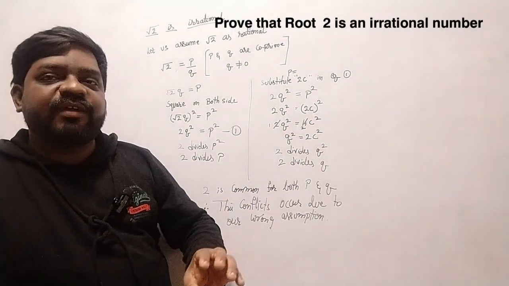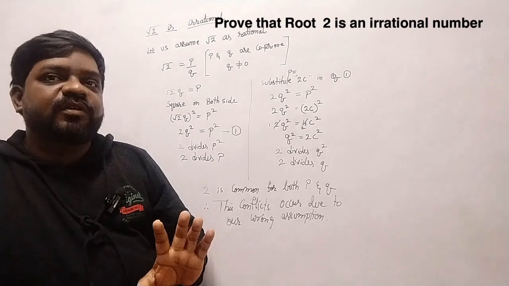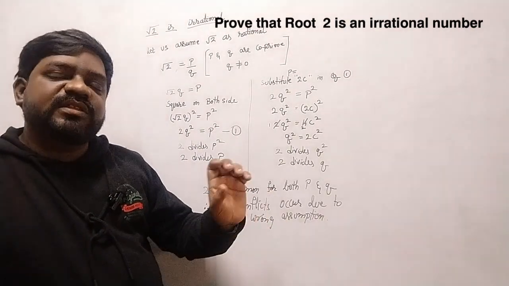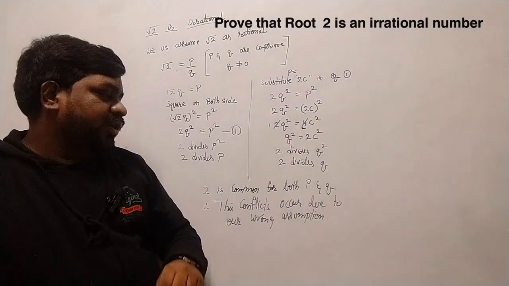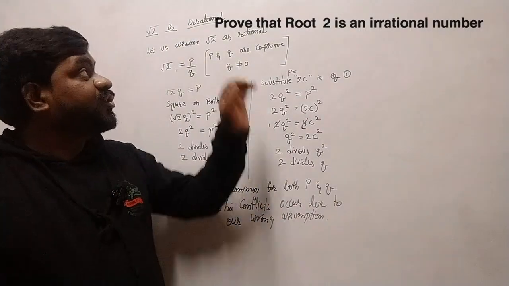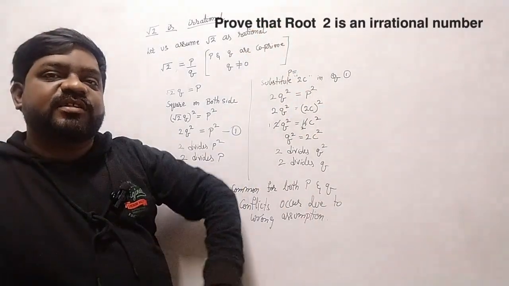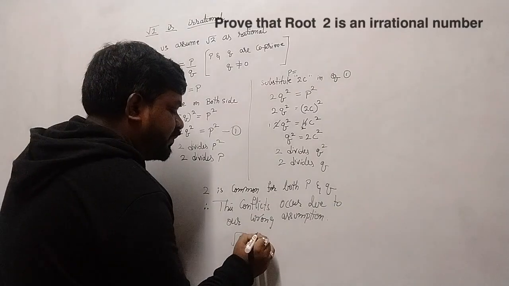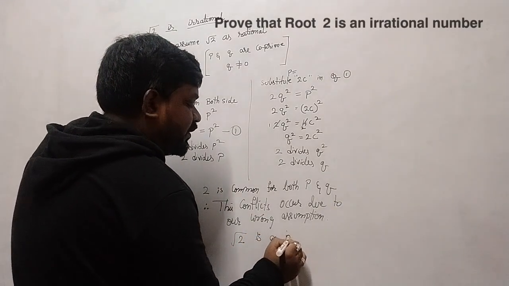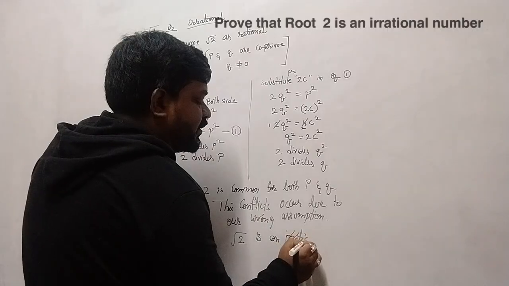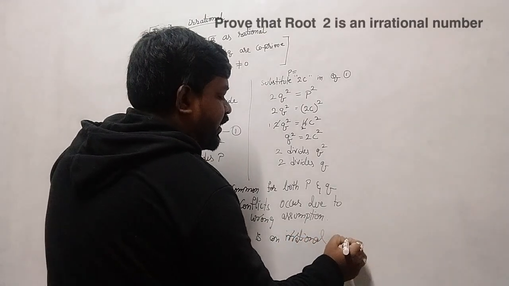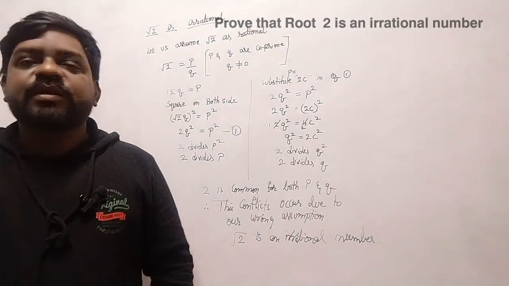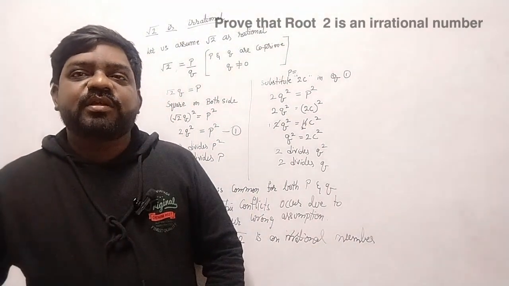Co-prime means two numbers should have a common factor of 1 itself. So here apart from 1 we are getting 2 as a common factor. So this conflict occurs due to our wrong assumption. What we have assumed is that root 2 is rational. So since our assumption is wrong, root 2 is an irrational number. So we have proved that root 2 is an irrational number.